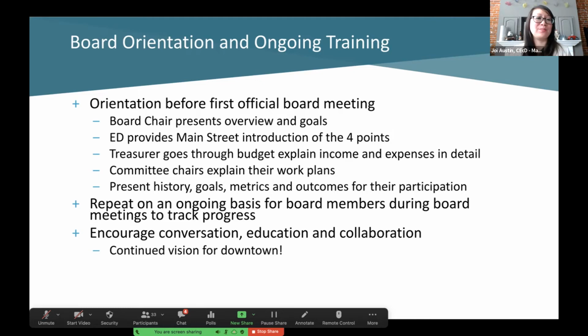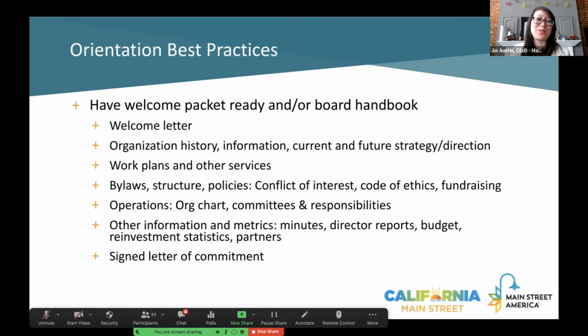And then we do try to repeat these things also for your full board, not even just your new board members, but on an ongoing basis, to remind your board members during board meetings, and be able to track that progress, and make sure that you're reviewing things annually. But always encourage that conversation, education, and collaboration, that you're there to really serve your community. So there might be other connections that new board members have that they can bring to the table to continue that vision for downtown. Just a few best practices then in terms of that orientation.